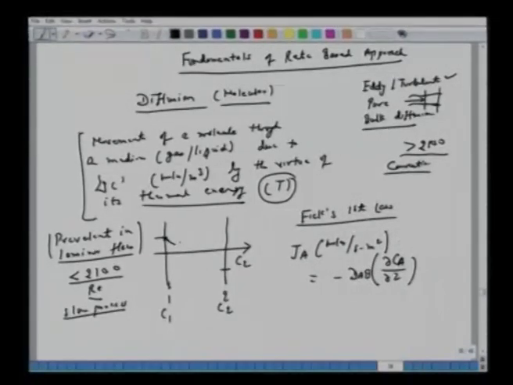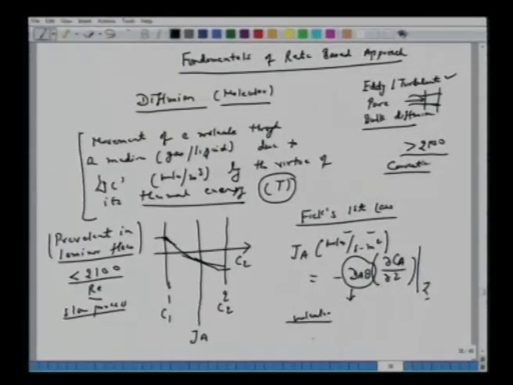So this is a gradient. That means if you have a concentration profile like this, what is the flux here? JA, moles per second per meter square. You find a gradient at this plane. So at that plane, what is the gradient multiplied by the molecular diffusivity? Just go through a certain textbook or even Treybal. They have a couple of lectures first on this Fick's first law.